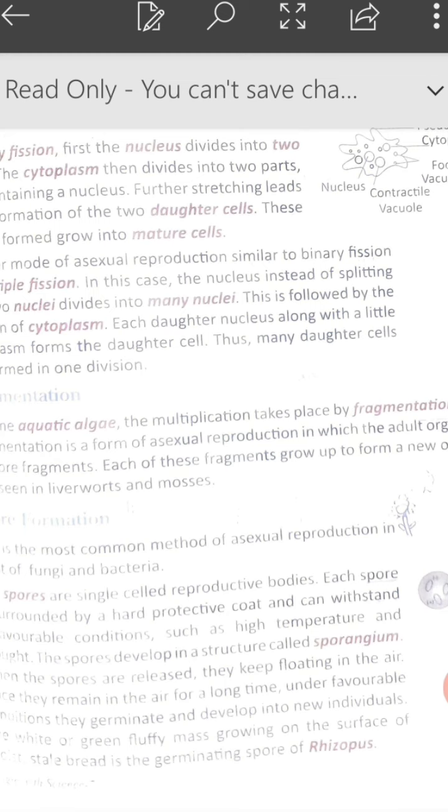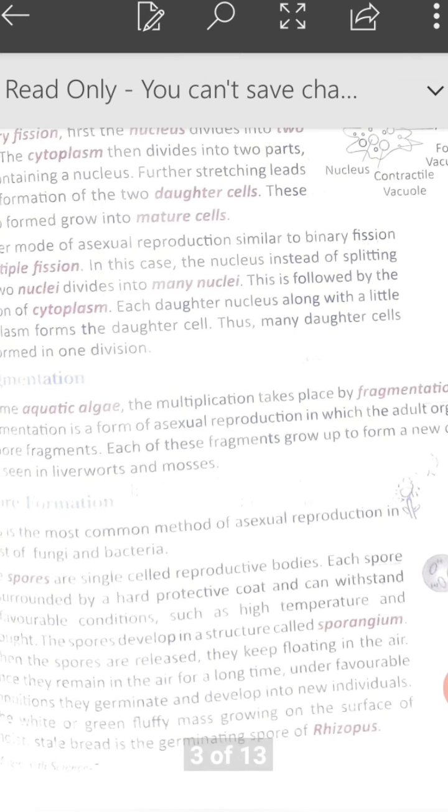The examples of fragmentation are spirogyra, liverworts, and mosses. In aquatic algae or aquatic plants, there is a break into two. In the fragmentation process, the adult organism just breaks into two or more fragments. This is known as fragmentation.